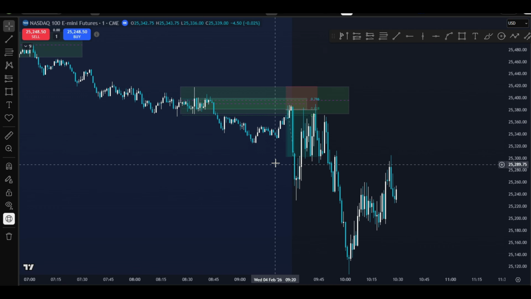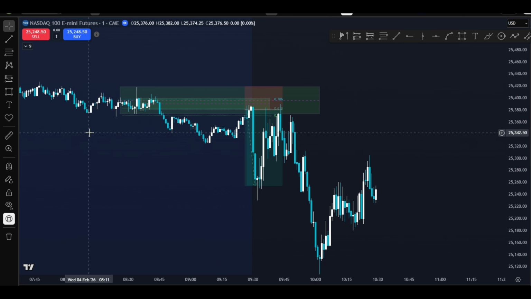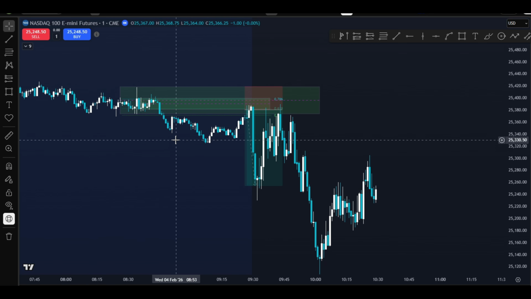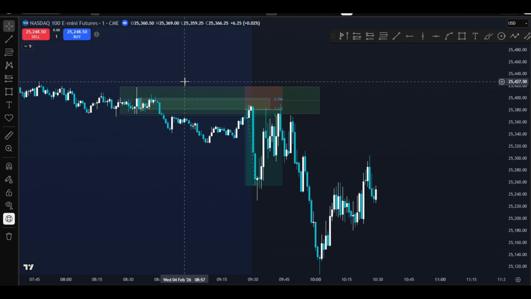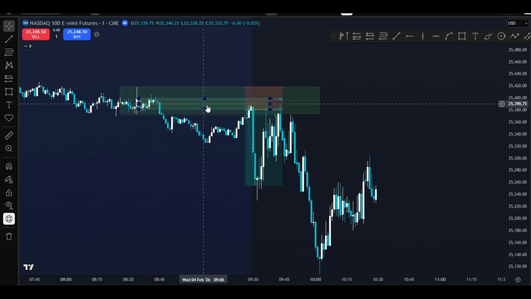So here's already 2R, but this went all the way down. So you can kind of see this is moving from internal liquidity to external liquidity, right? Everything's fractal from the bigger time frame. We're already in the external liquidity, right? So this is going lower.